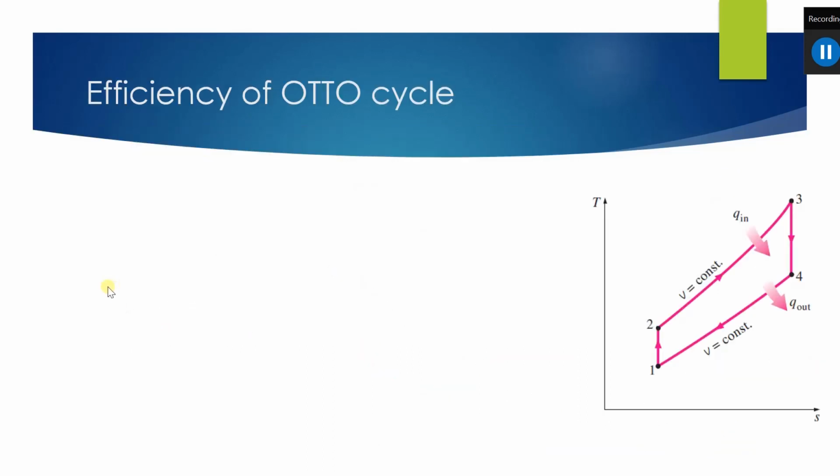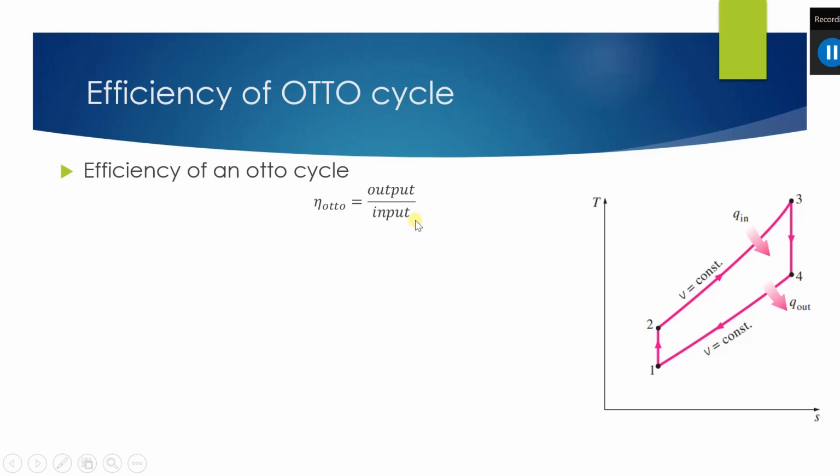Next one, efficiency of an Otto cycle. So how do we calculate the efficiency of an Otto cycle? The efficiency of an ideal gas cycle is output by input, so the efficiency of an Otto cycle is equal to 1 minus Q output by Q input.